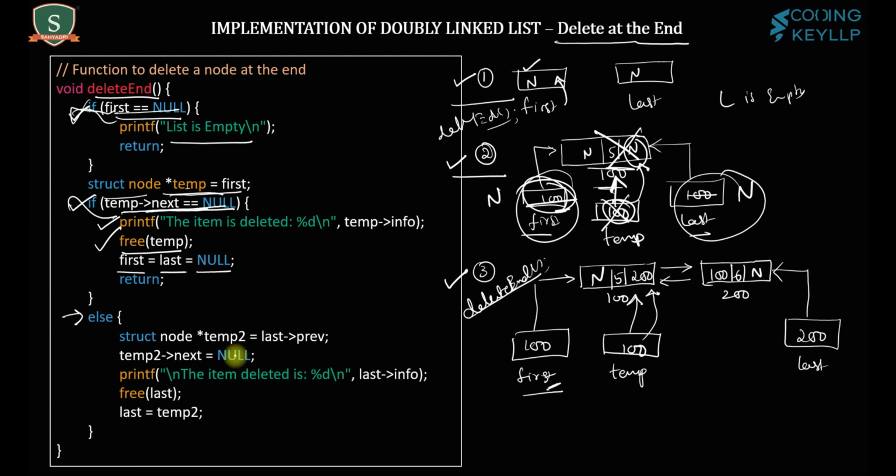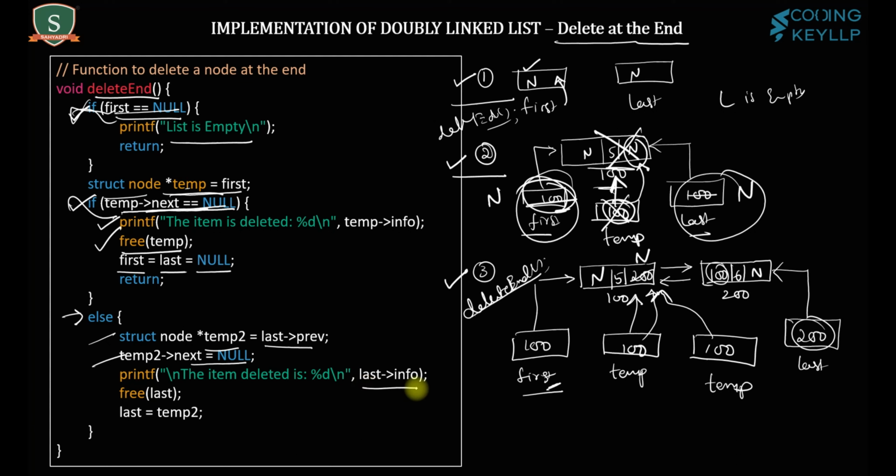When it comes to the else part, we are taking the support of another variable, temporary 2. Temporary 2 will be stored with the last's previous. What is the last? 200. So 200's previous value is 100, so temporary 2 will be stored with the value 100. Now what is happening? Temporary of next is equal to null. What is temporary? 100. 100's next is 200, so this 200 will be replaced with null.